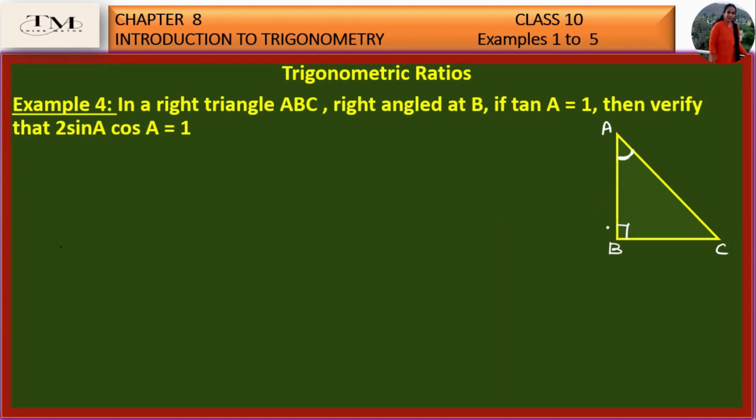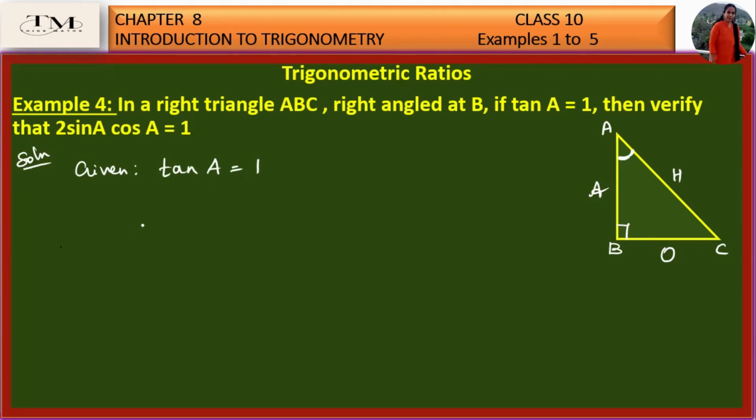So now we have to name the hypotenuse. Who is hypotenuse? Opposite to this 90 degree is hypotenuse. Opposite to this angle, so it is opposite. The other side is adjacent. Now we have to find out the value of sin A and cos A and prove this ratio. So let us start the solution. So what is given? Tan A equal to 1.